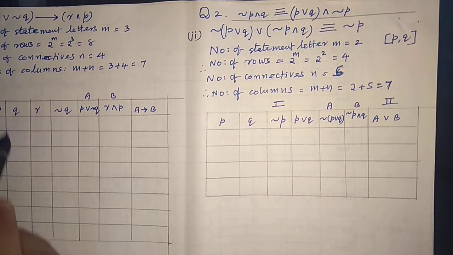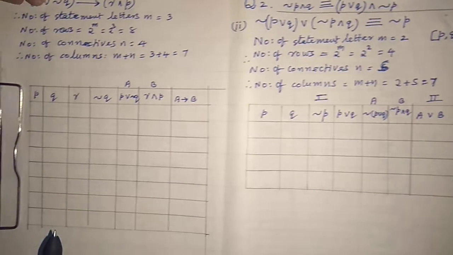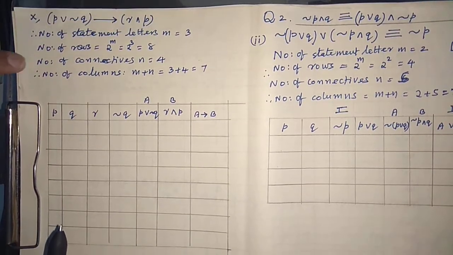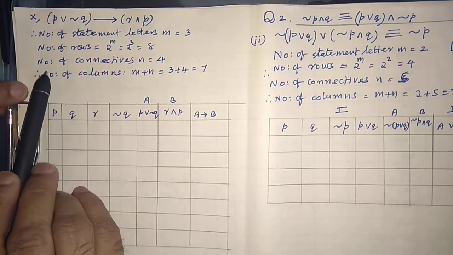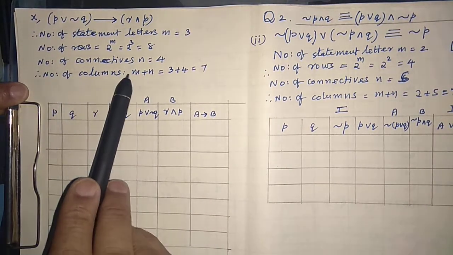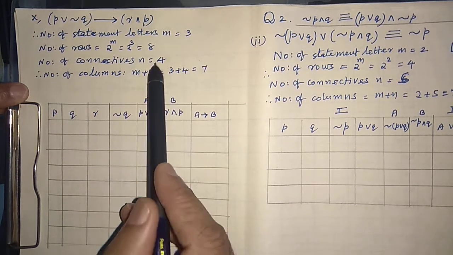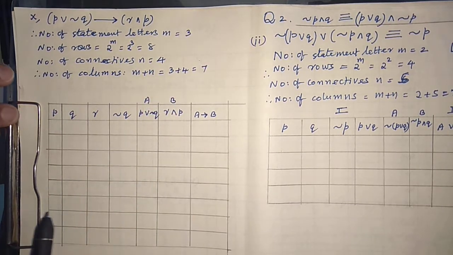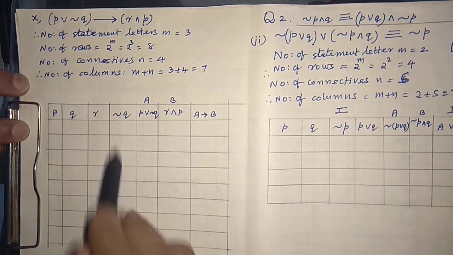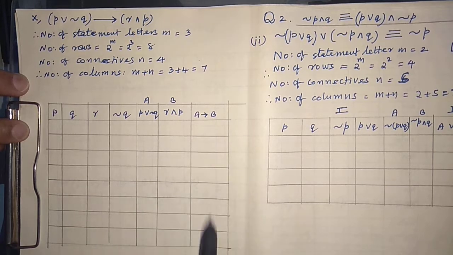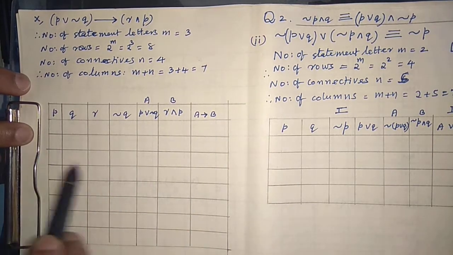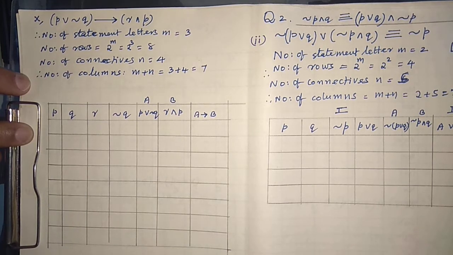Here it is. P, Q, R. Number of statement letters m is 3. So 2 power 3, 8. Number of rows 8. Number of connectives n is equal to 4. So number of columns m plus n, 3 plus 4, 7. 7 columns should be there like this: 1, 2, 3, 4, 5, 6, 7. Number of rows 8. See 1, 2, 3, 4, 5, 6, 7, 8.